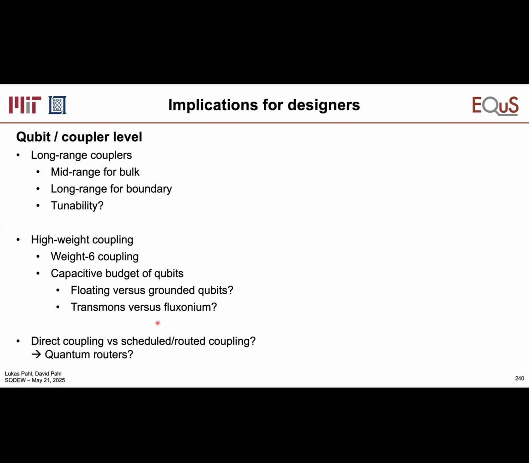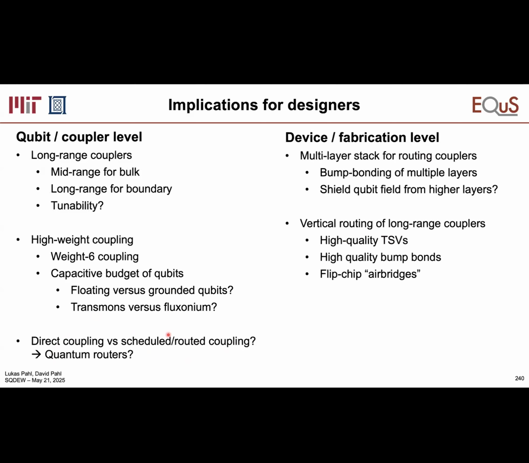Do we embed the connectivity for one code in a static way, or is there some routing that we use? There's people working on quantum routers where you can have switchable links, and maybe that can give you more flexibility in embedding a complicated connectivity. And on the device fabrication level, for all fab people, we need multi-layer stacking of chips to get routing of couplers on higher layers. We want bump bonding between these layers, TSVs through them. How do we shield the qubits from coupling to higher layers? Right? How do we reduce crosstalk in that scenario?